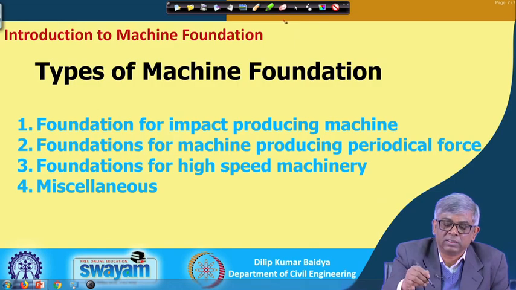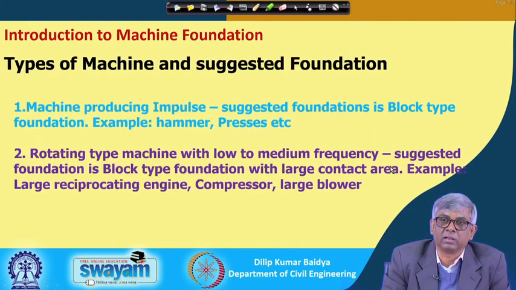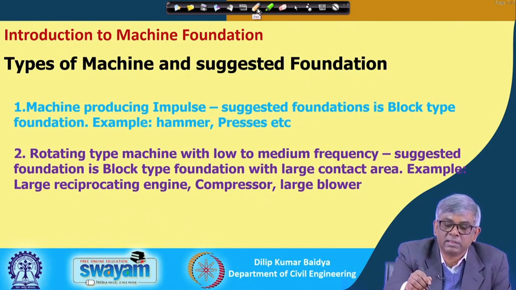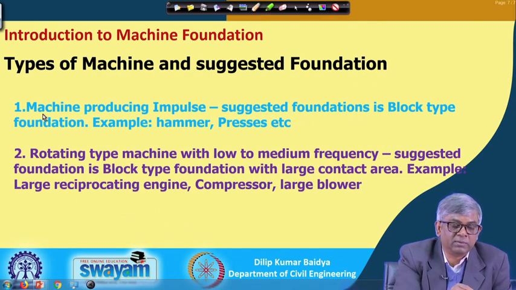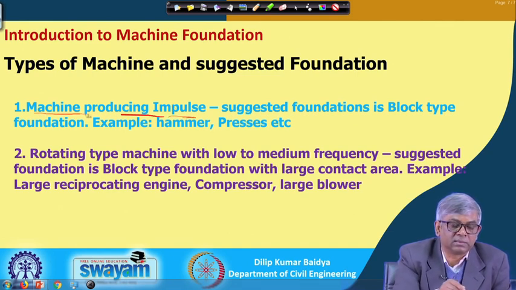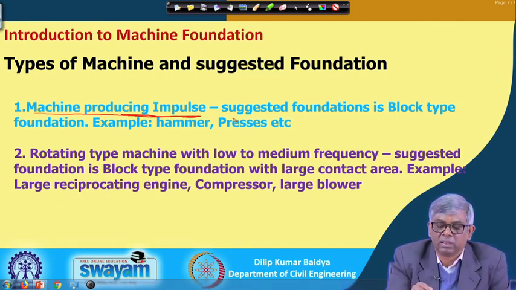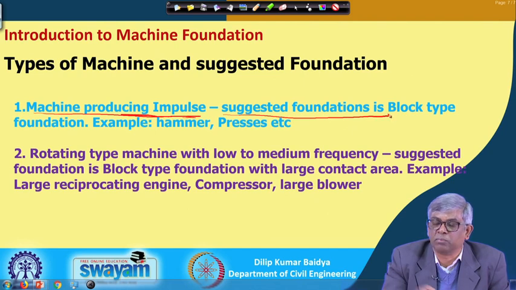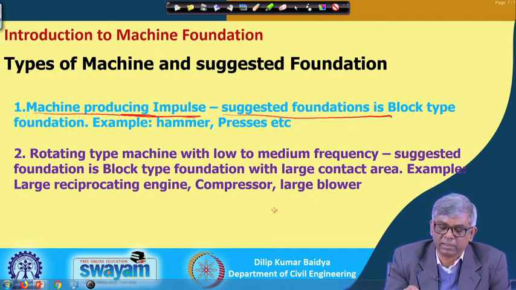So, now these are the classifications. Now, what is the guideline actually? The guideline is, when it is a machine producing impact or impulse, generally a block type foundation is suggested. Block means it will be something like this.